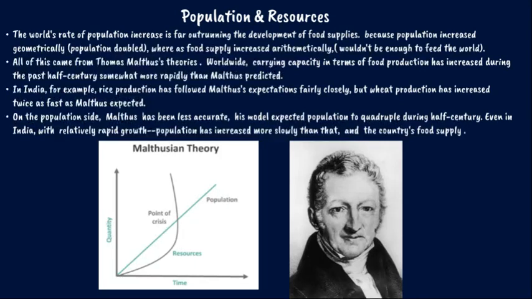Population and resources. The world's rate of population increase is outrunning the development of food supplies. Because population increased geometrically, doubling, whereas food supply increased arithmetically, there wouldn't be enough to feed the world. All of this came from Thomas Malthus's theories.